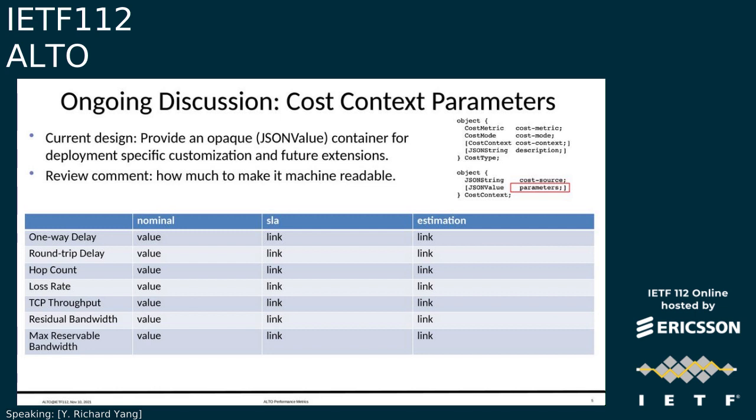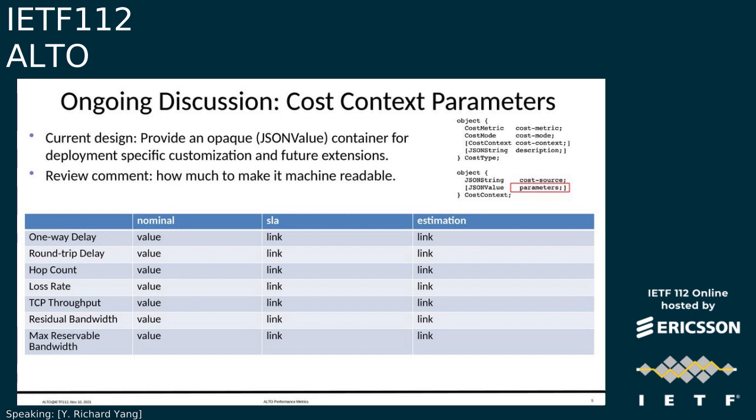So the only open issue is how much information we want to give to the parameter field, which is in the right rectangle. The main review comment, and that one from JR from Alvin, is how much do we want to make this machine readable? So the current version is we're using a JSON value, and I think the working group's early discussion was let's make it opaque. But then the discussion from the reviewer is how much you want to make it machine readable. I think that's the main issue.